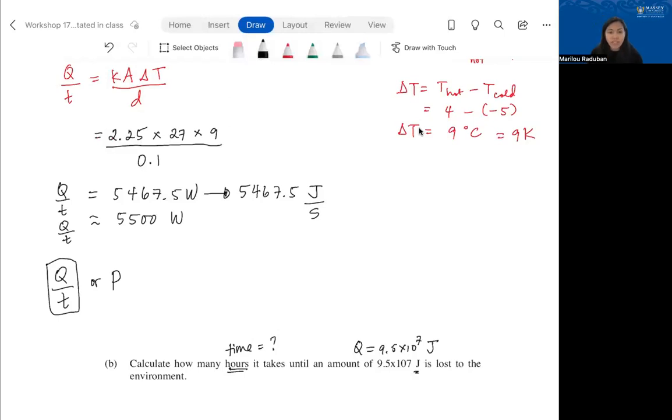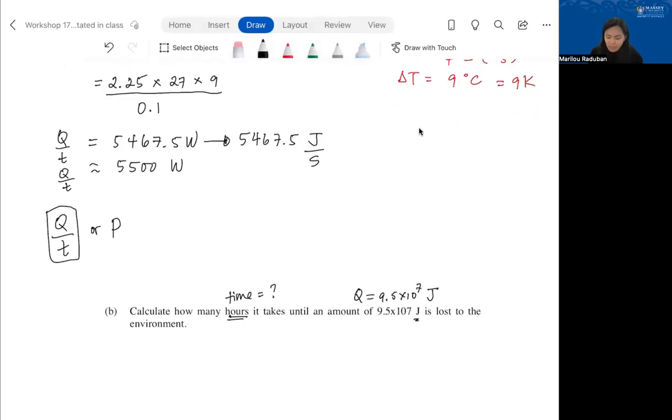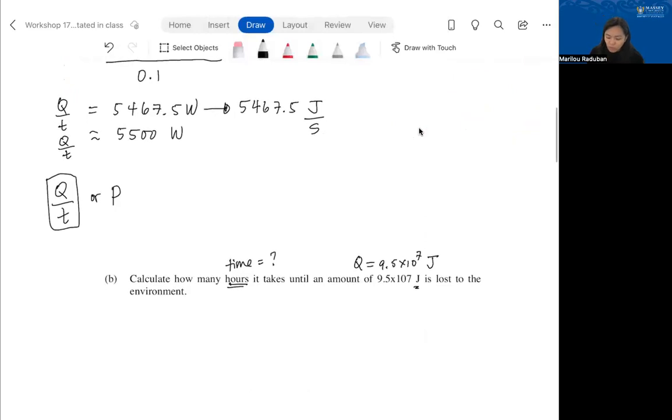Okay, so that's where the time comes in. Yeah, in the rate, or in the watts. 5,467.5 joules of heat is transferred every second, and we want to calculate how long it takes to transfer this amount, 9.5 times 10 to the 7 joules, right? Okay, so you know the rate. You know the rate, Q divided by T. You want to find T.